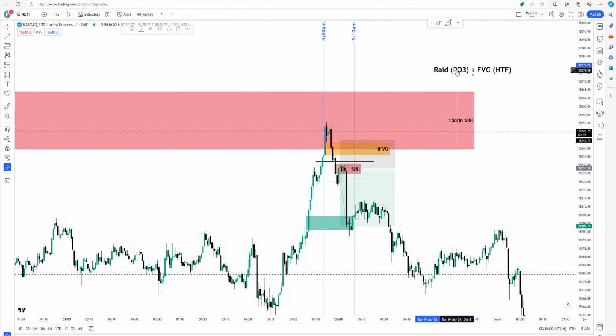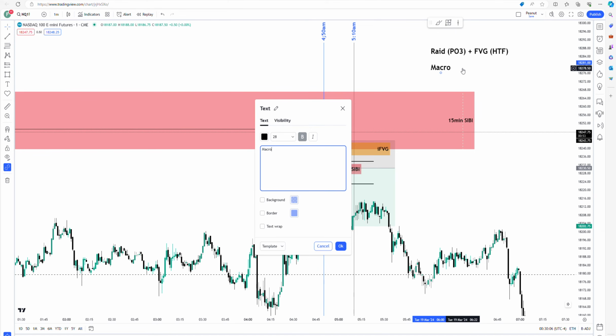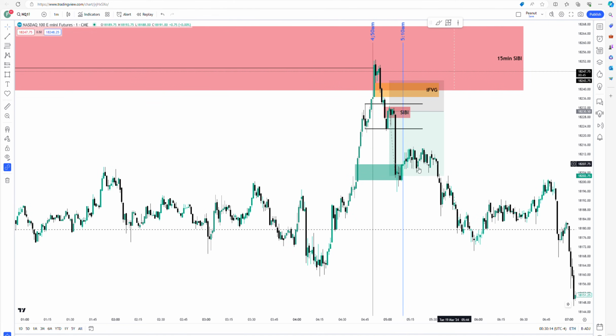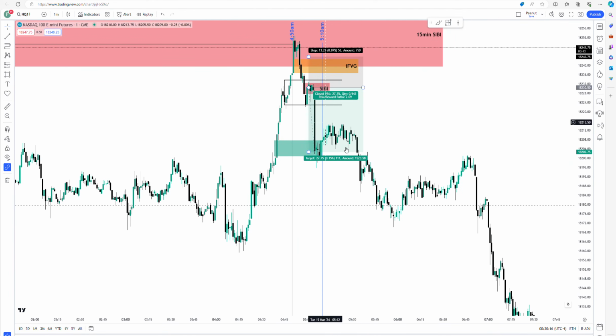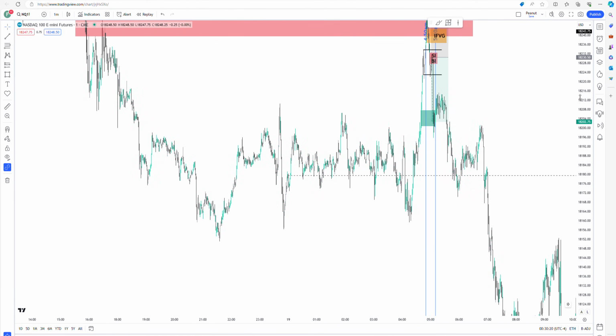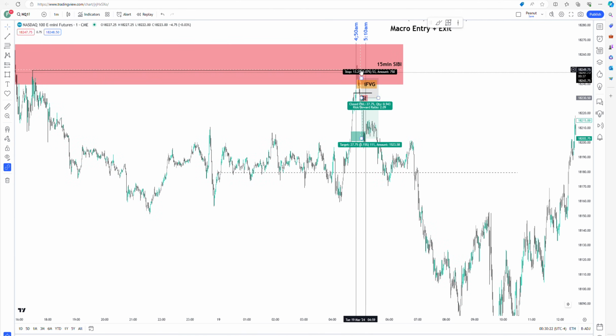So this is the narrative. We've got a power 3 raid, a fair value gap, and a high time frame. Then we have a macro entry and a macro exit, which is beautiful, right? And you can see how it runs perfectly during that macro, right? Then we accumulate, we move down. Eventually, we take out all the sell-side liquidity. You know that this is manipulation because the manipulation move is much smaller than the distribution move.